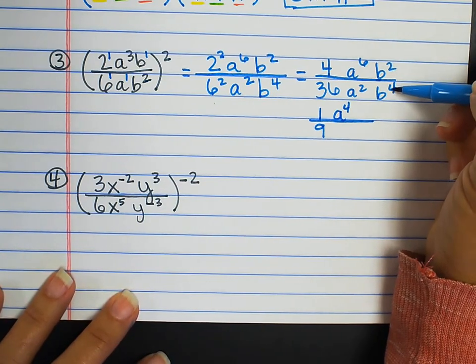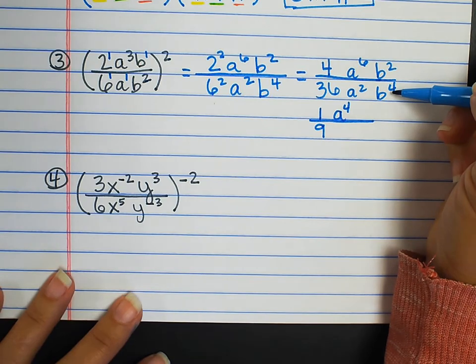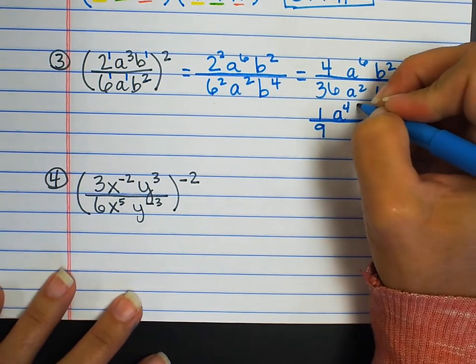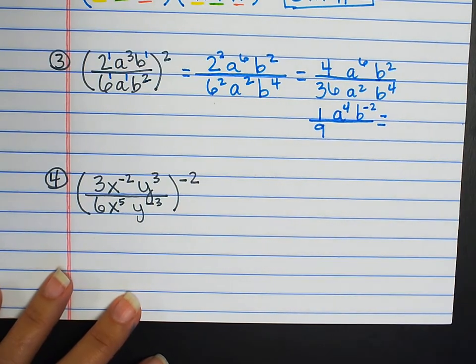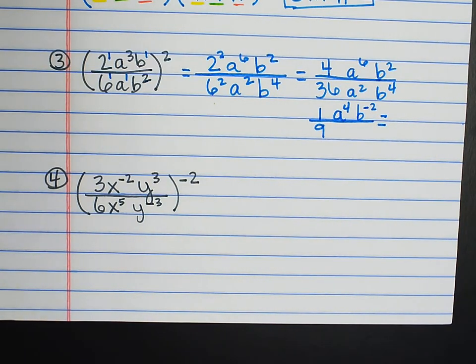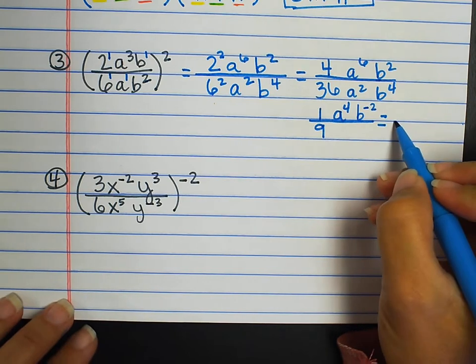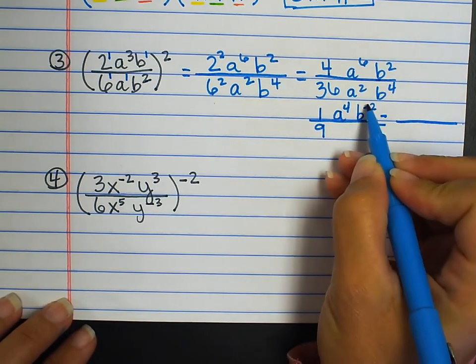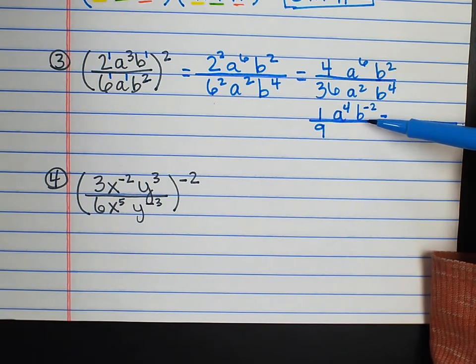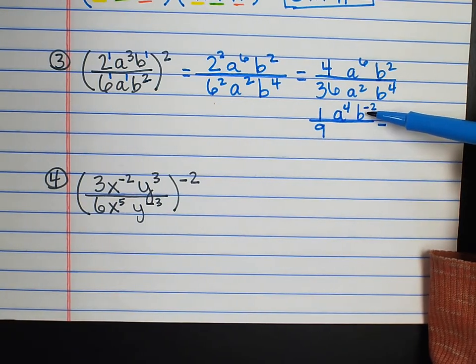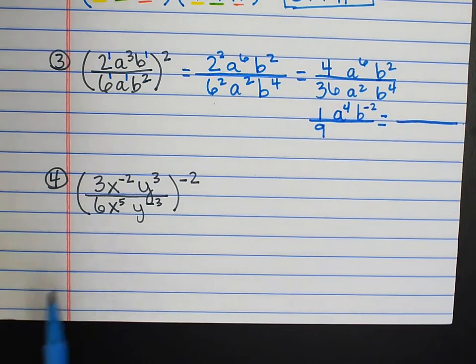2 minus 4 is going to give me a negative exponent. So I end up with b to the negative 2. I know that in my final answer, I can never have negative exponents. So in order to get this negative exponent to go away, I'm going to follow the negative exponent rule, and I'm going to put a 1 over it or move it down to the bottom.